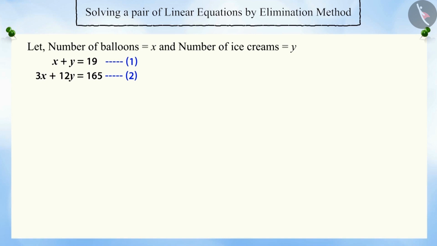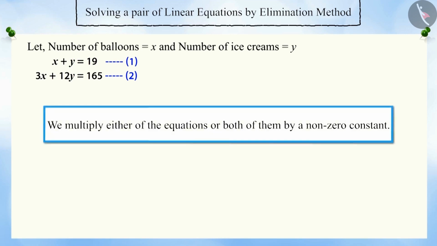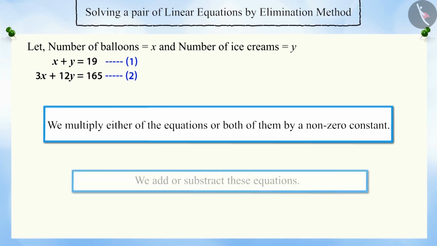First of all, let's make the coefficient value of any one of the variables, x or y, same in both the equations. For doing so, we multiply either of the equations or both of them by a non-zero constant and add or subtract them.